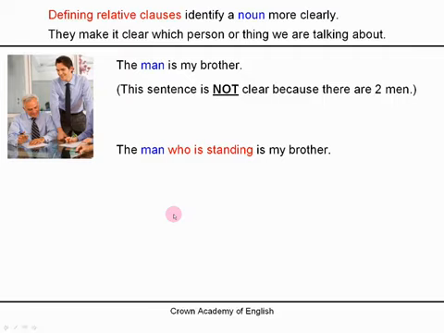The man who is standing is my brother. So the three words, who is standing, this is the defining relative clause. And it defines the noun man. So it is identifying the man more clearly. It is making it very clear that it is the man who is standing, the man on the right, who is my brother. Okay? So this is the defining relative clause.